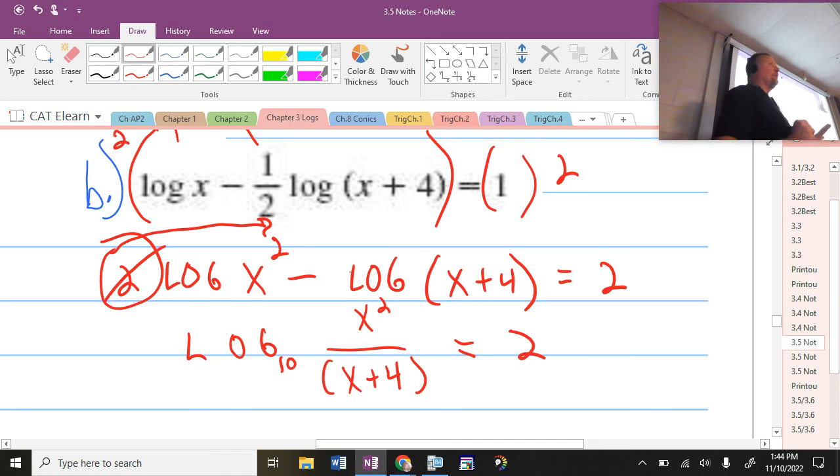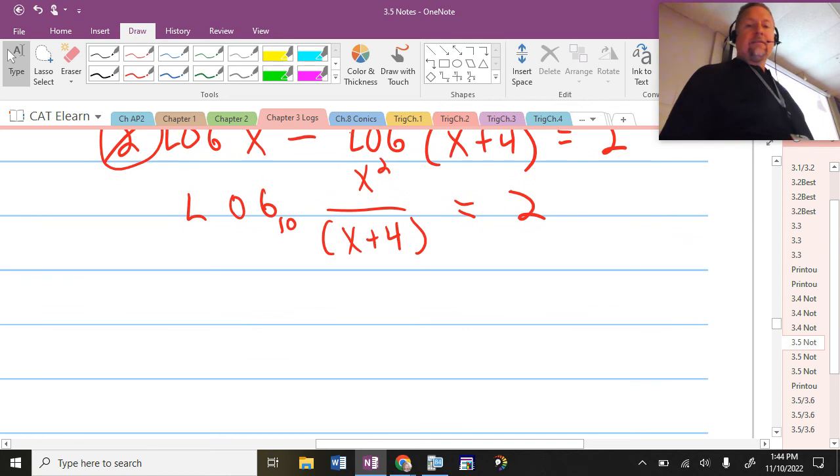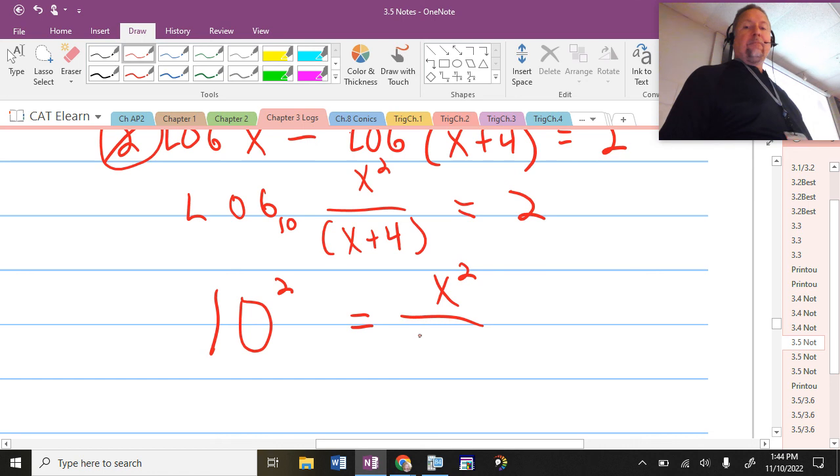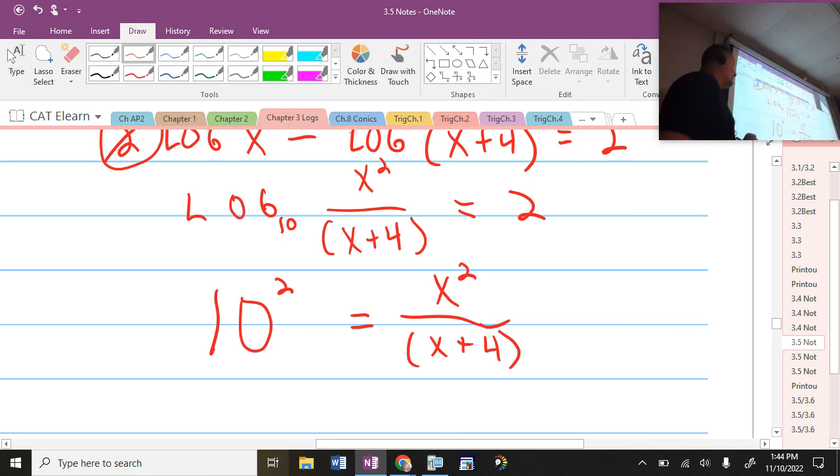Since I have 1 logarithm, I change it to an exponent. So what's the base? 10. What's the exponent? 2. What goes over here? See, I just think people don't see that this is changing a logarithm to an exponent when I jump from one step to the next.